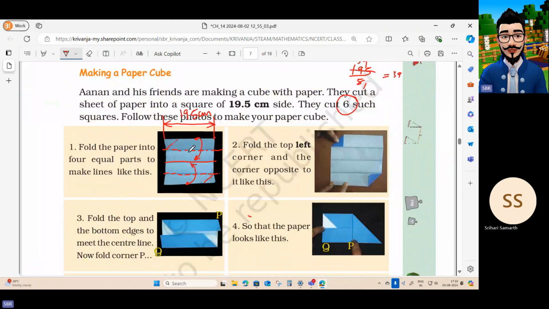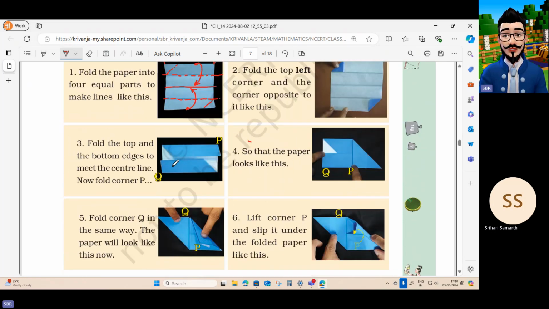This is what we understood, right? 19.5, 19.5, 19.5. So then he cuts it like this. Then he does like this. Then it goes like this. See, what he has done is, in step 4, he has split it like this. He has brought this P into like this. That is why P is shown here. So basically, he's bending it like this, about this line.